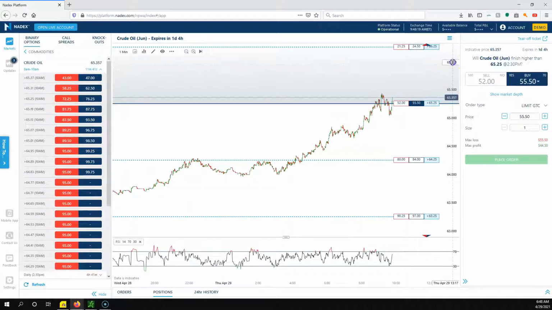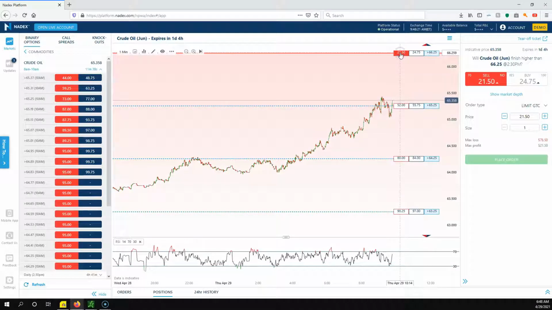Now, if we want, we could also look up here at the 65.25. If we think the crude oil's not going to rally another $1, we could be a seller of this. And as long as we close below, we're going to keep $21. Now, if it closes above, we're going to lose $78, right? So let's take this trade. I kind of like this trade. And of course, you want to try and get as much premium as possible when you're a seller. Let's put an order in at 22 and see if we could get filled.